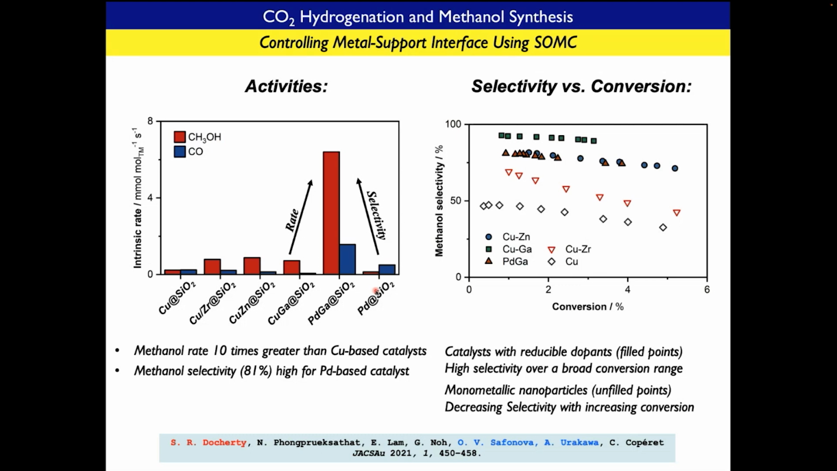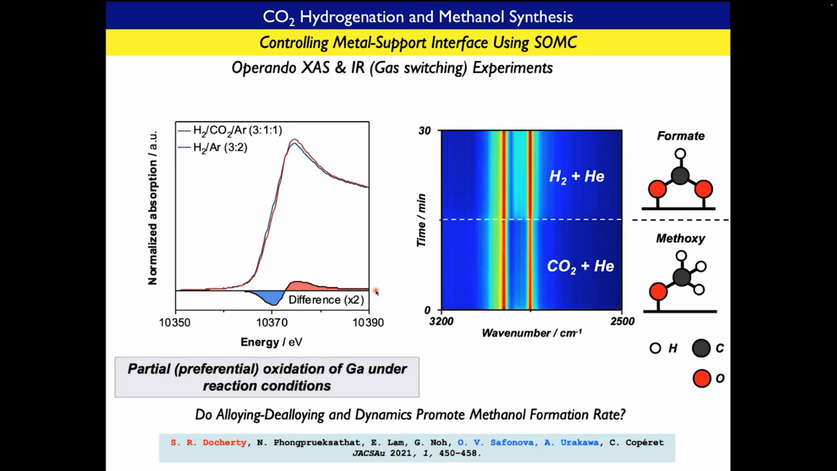So here we highlight the fact that we can move from a system which was totally inactive or hardly active for CO2 to methanol synthesis to something extremely active by having an alloy formation. We did a lot of study, and we could show by EXAFS that we do have a palladium gallium alloy, and that as you pulse going from pure H2 to H2 and CO2, we see that the gallium gets partially oxidized under CO2 hydrogenation. And this is actually quite reversible.